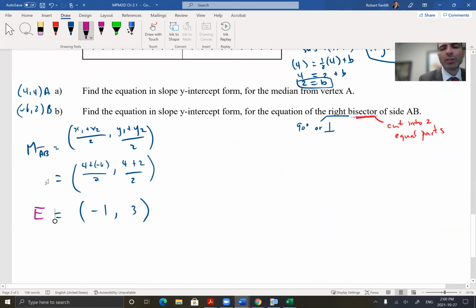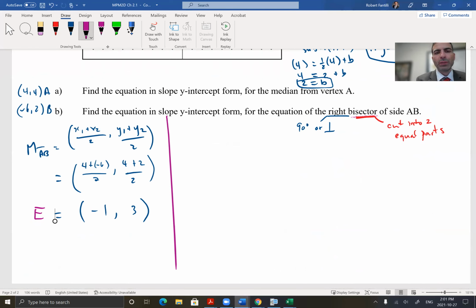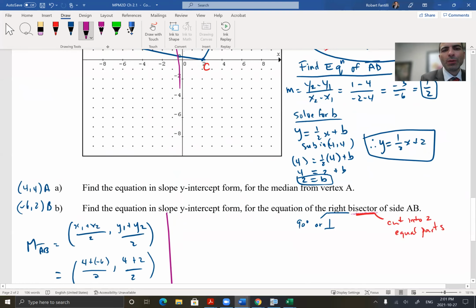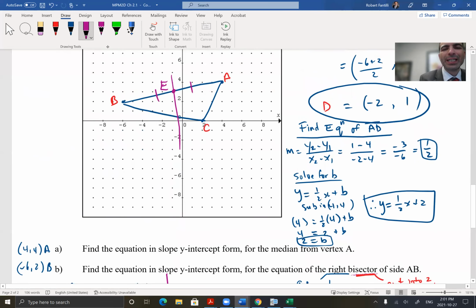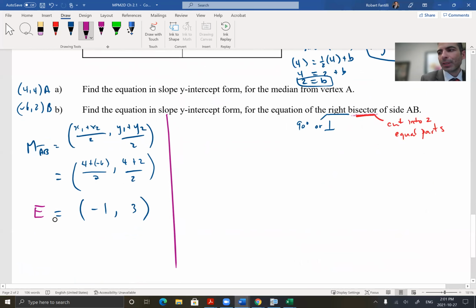That's not enough information to find the equation of a line, right? To find the equation in y equals mx plus b format, right now all I have is a coordinate. I don't know the slope yet. How do I find the slope? Well, the first thing would be to find the slope of line AB. Whatever the slope of line AB is, the purple line is perpendicular. So we're going to find the slope of AB, okay?